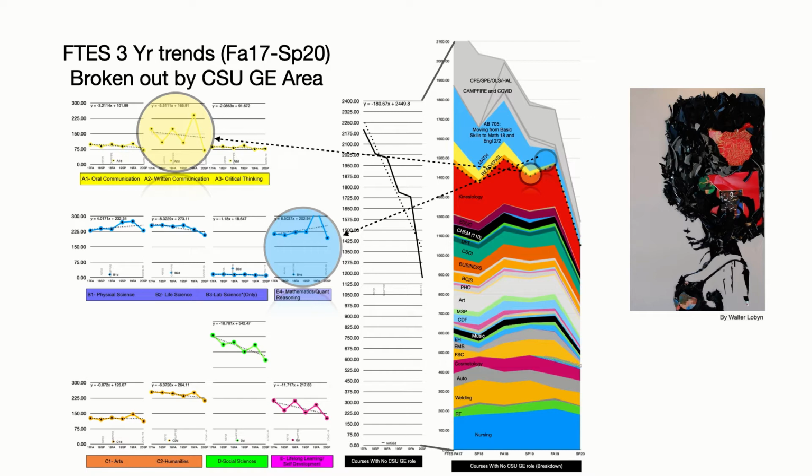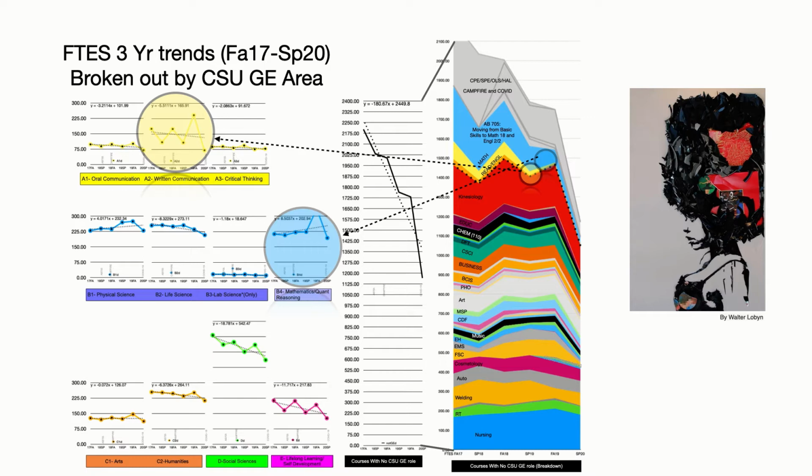AB 705 has shifted the FTES from the transfer prep into transfer level English and math. You can see on the right-hand band diagram, the blue band and the yellow band. The blue one is math, the yellow band is reading and English. You can see over time those narrowing as you go from left to right. That narrowing, you can imagine, is kind of being squeezed into the transfer level.